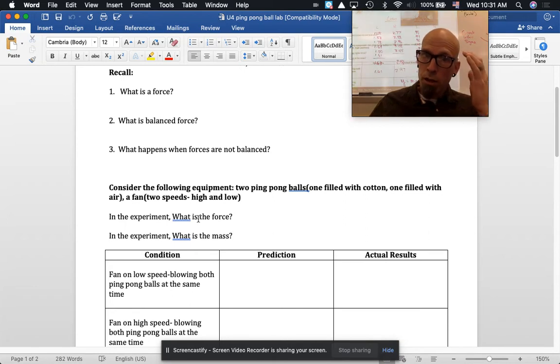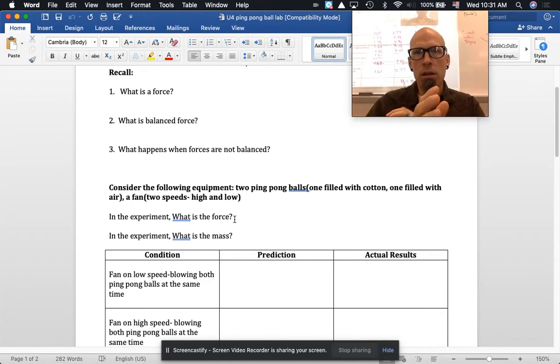All right, now with the fan and the ping pong ball situation, I was hoping you would realize that the force is being represented by the fan and the fact that the fan is moving air. Okay, and then what is representing the mass would be the actual ping pong balls, because one is only 2 grams, one's about 8 grams. They're very different in mass. One is 4 times more massive than the other.